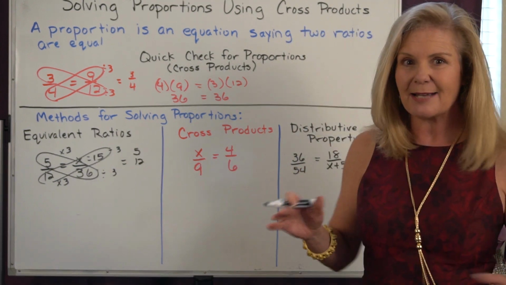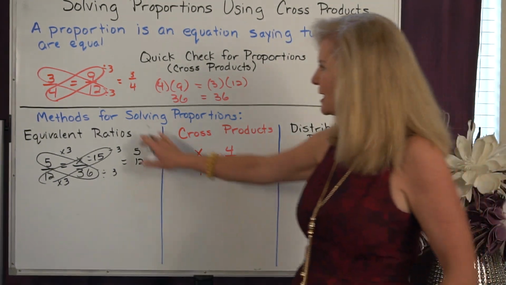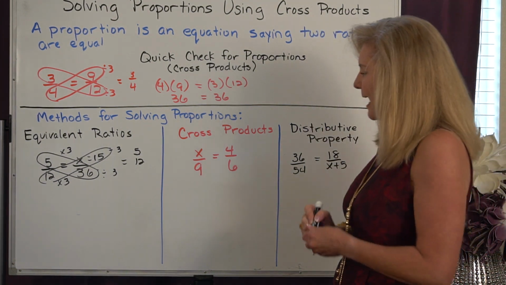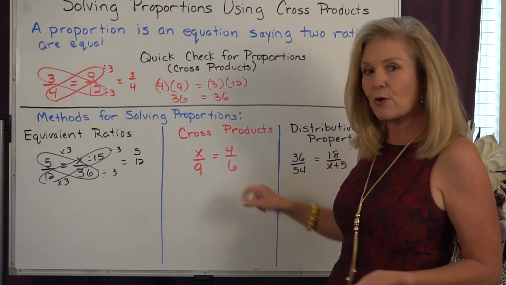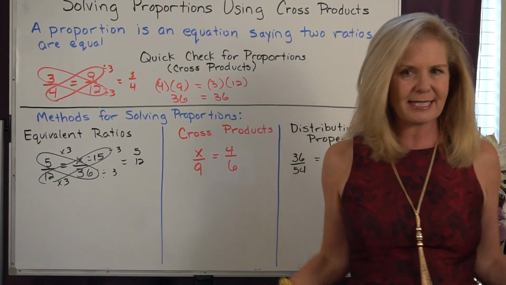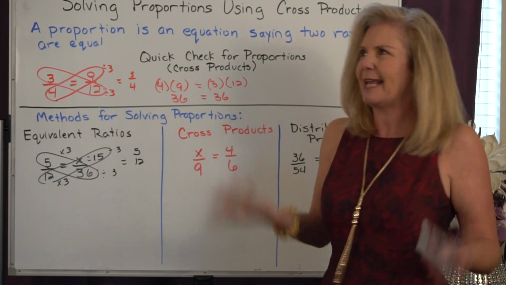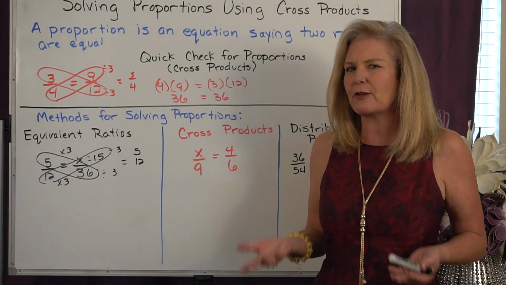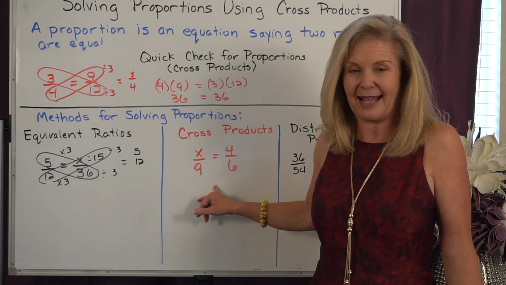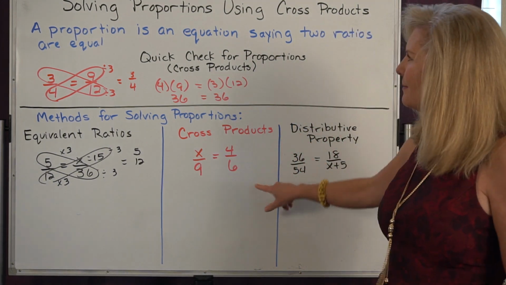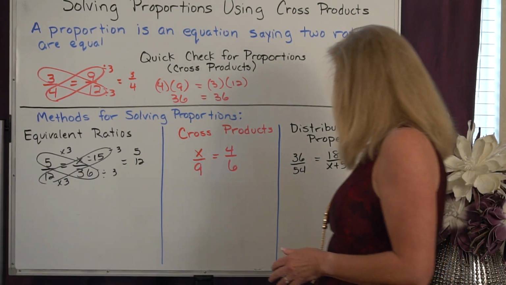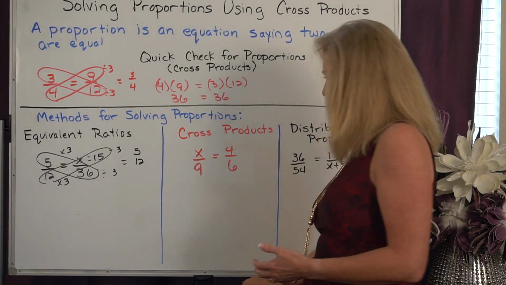Now, sometimes it's impossible to use equivalent ratios, because when I look at this one, x is to 9 as 4 is to 6. I'm looking at 9 and 6 and I don't see a relationship between the two of them. I can't think, what would I multiply or divide these numbers by to get the other? There's nothing I can see. So I'm going to come back to this cross product method.